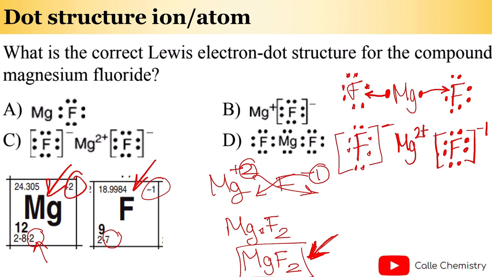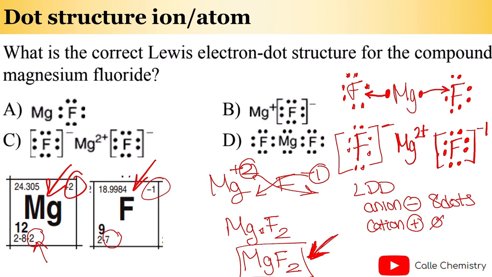At this point, it's very obvious what the answer should be. The answer should be C. One thing I want to note, a little bit of review, for Lewis dot diagrams or electron dot structures, for the anion or the negative charge, you have 8 dots surrounding it. For the cation or the positive charge, you have 0 dots surrounding it. So we see that magnesium has no dots around it, while fluoride has 8 dots around.